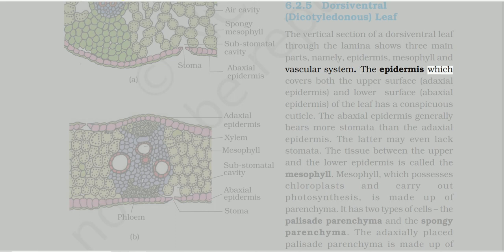The epidermis, which covers both the upper surface, adaxial epidermis, and lower surface, abaxial epidermis, of the leaf has a conspicuous cuticle. The abaxial epidermis generally bears more stomata than the adaxial epidermis. The latter may even lack stomata.